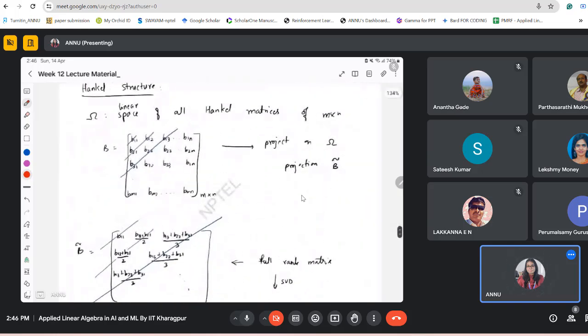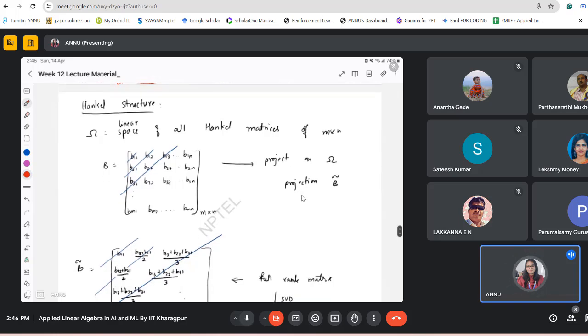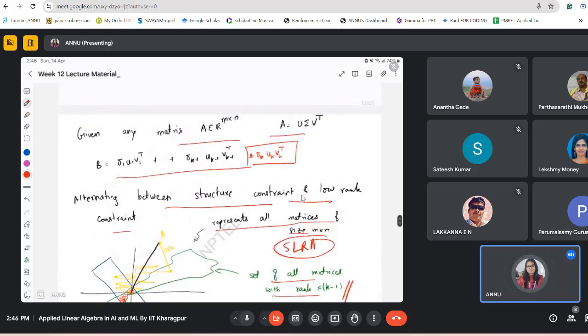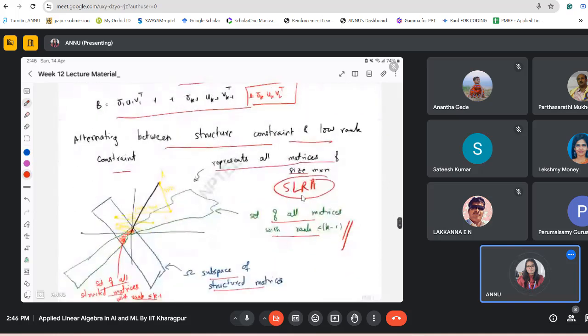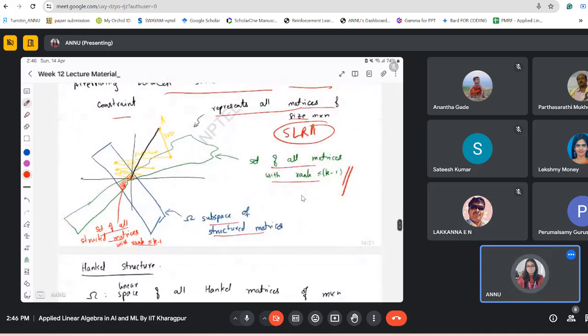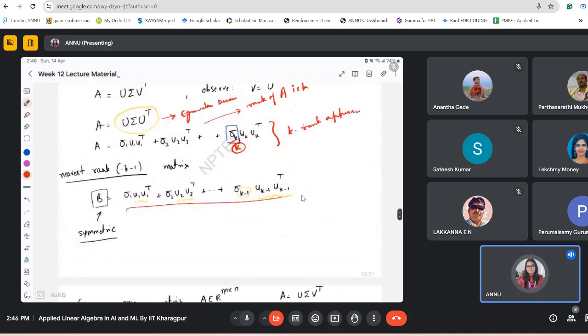Now, if you see the Hankel structure, this big omega is actually the linear space of all the Hankel matrices of size M cross N. So this is B, which is a projection on this particular big omega. This can also be called B tilde. If you write it like this, B11, and then B11 plus B12 divided by 2, then B11 plus B12 plus B13 divided by 3, this will be a full rank matrix. By doing this, you will get the full rank matrices.